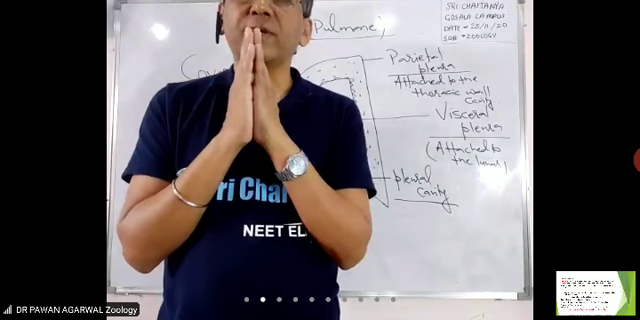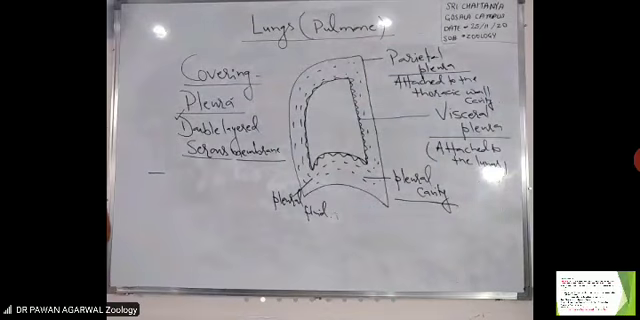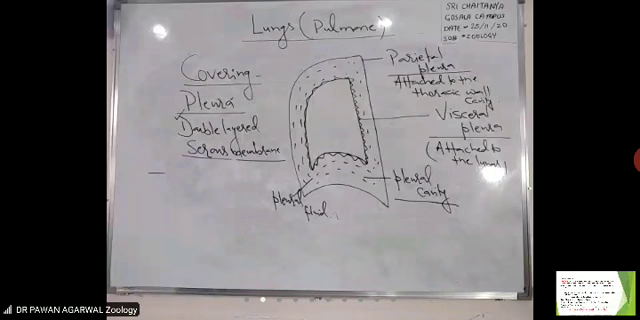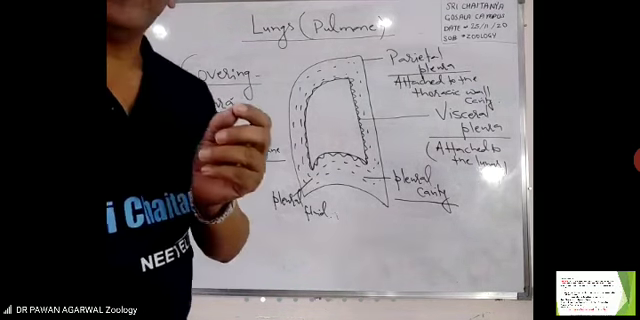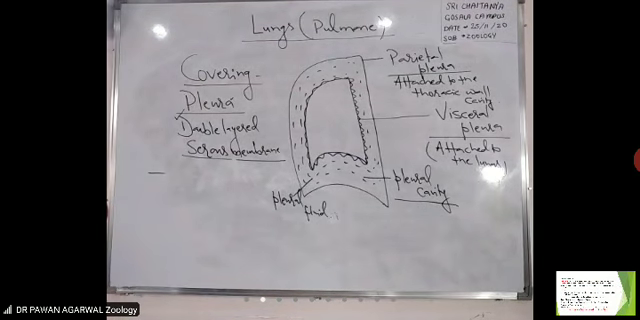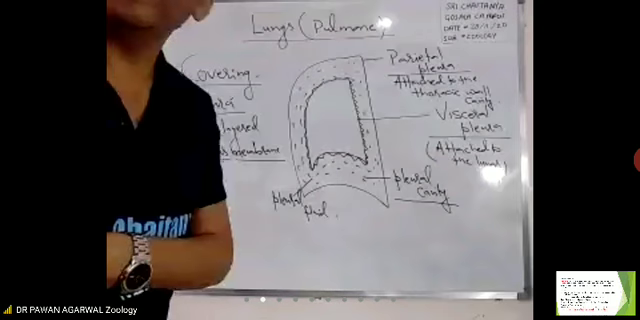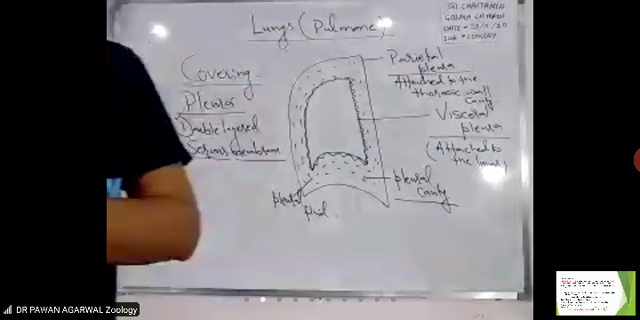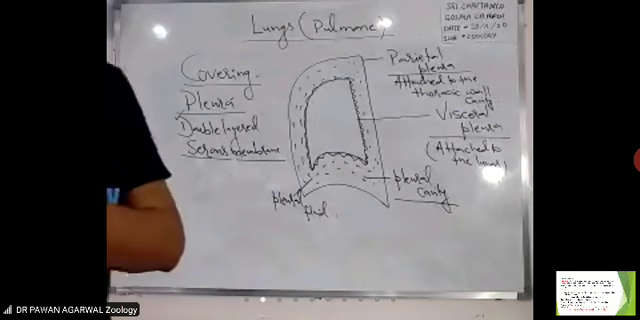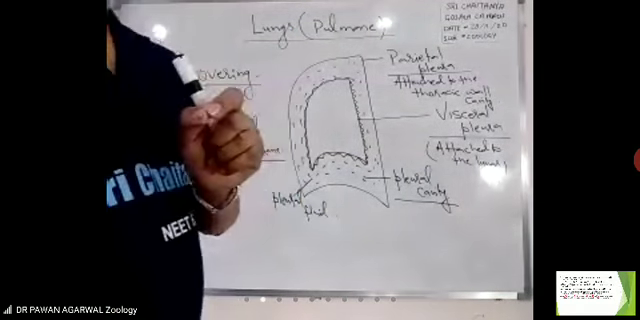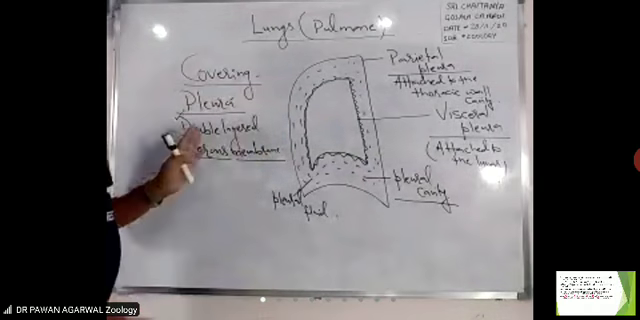So first of all, it reduces the friction. Very important. And the second one is that it is related with the protection of lungs. Yes, it is a shock absorber. Very good. So this is the point that you have to remember, related with the covering. The covering is known as the pleura.